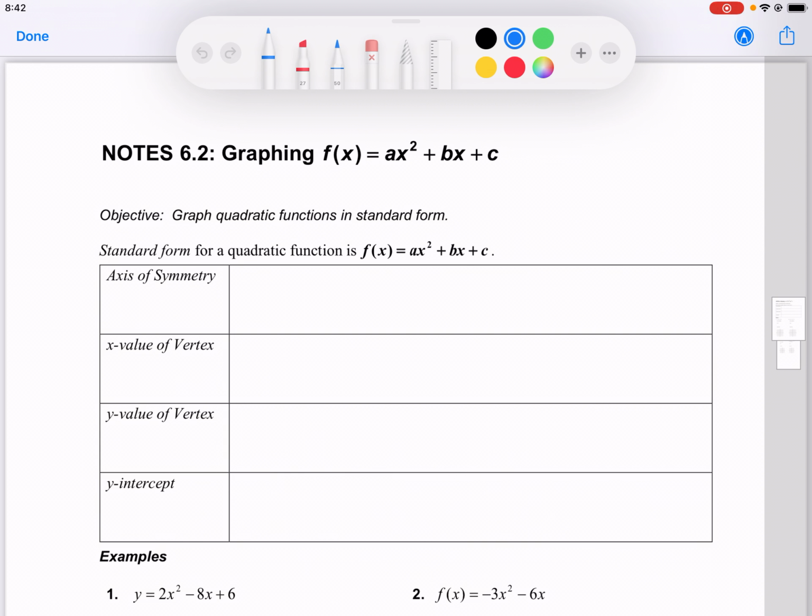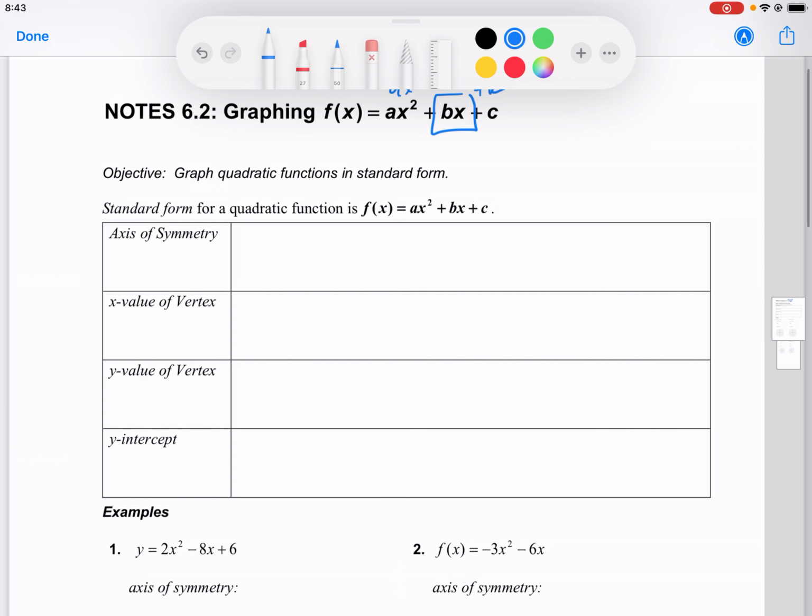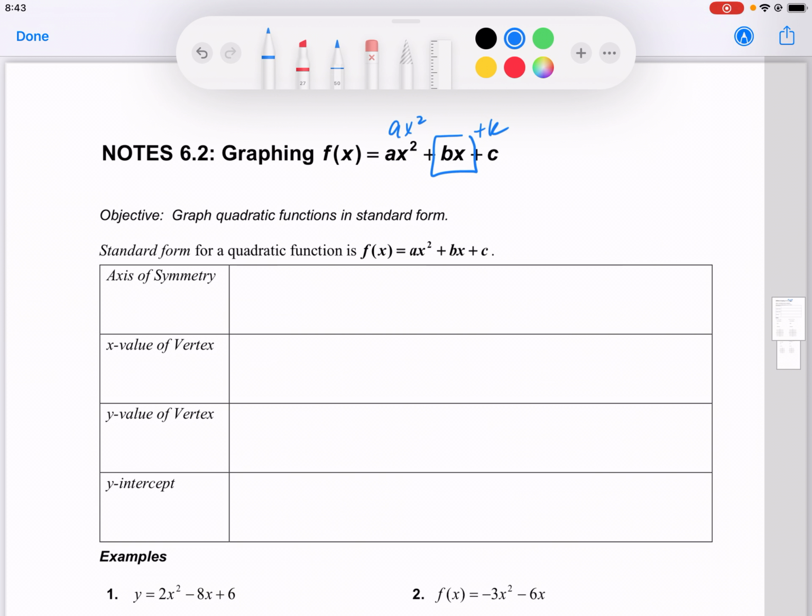All right, so last time we talked about how to graph functions that were in the form ax squared plus k. Notice the difference today is that we have a term that has an x. So we have a linear term is what we call it. So for that reason, there's a little different way we find our vertex. That's what it's called.